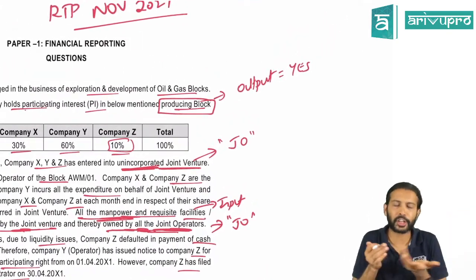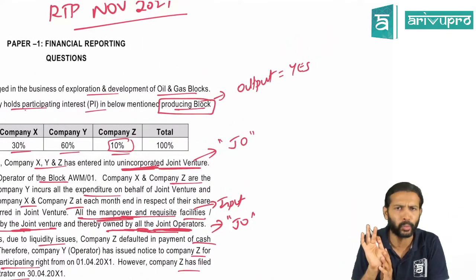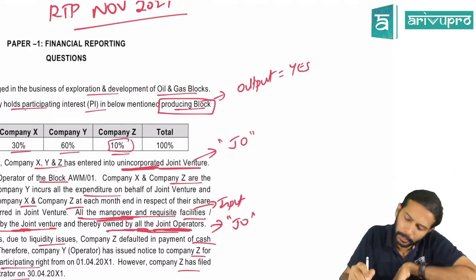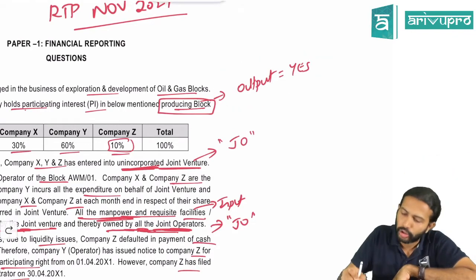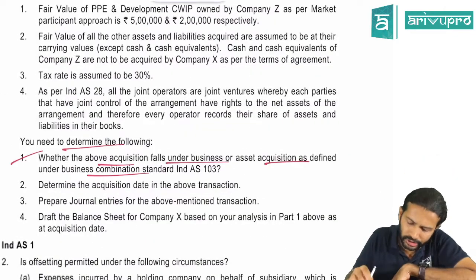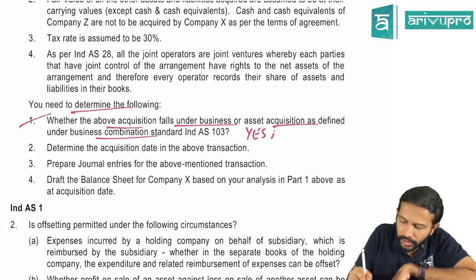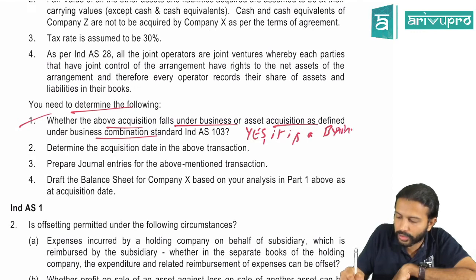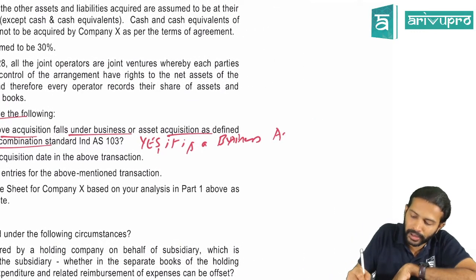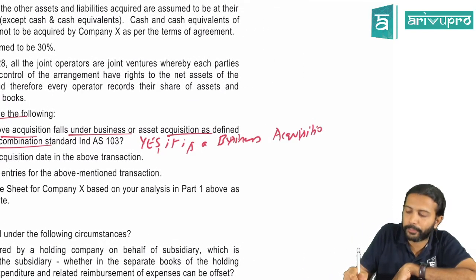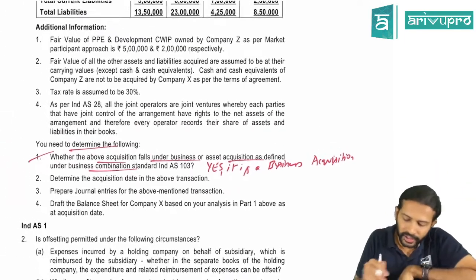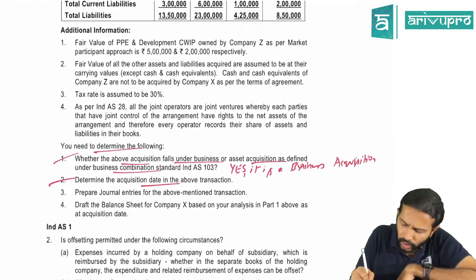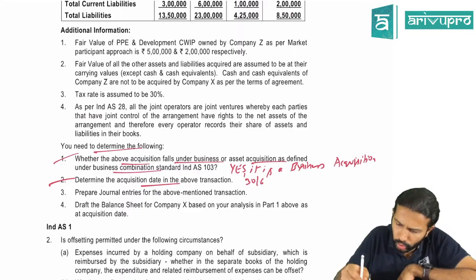It was sufficient for us. If only the capability of generating output was there, then it would have been a business. But here, actual output itself is there. So obviously, the answer to the first question is yes. It is a business acquisition, by applying the Ind AS 103 concepts. Second, determine the acquisition date, which we already got. That is 30th June 20x1.